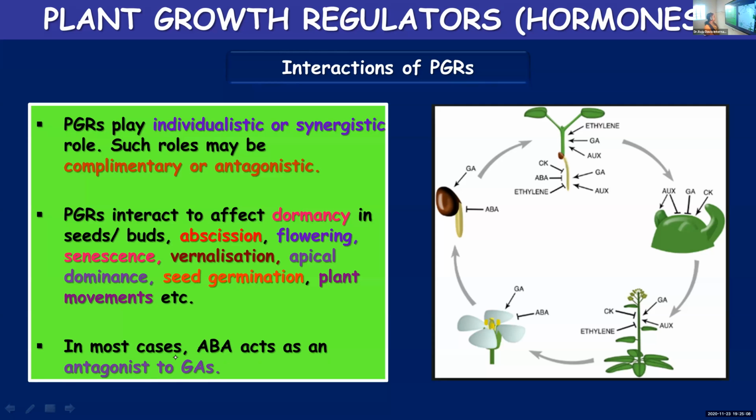In most cases, abscisic acid acts as an antagonist to gibberellins. It means the activities of abscisic acid and gibberellic acid are antagonistic. One is promoting, the other one is inhibiting. So these two hormones are antagonistic in their action. If one promotes, the other will retard.